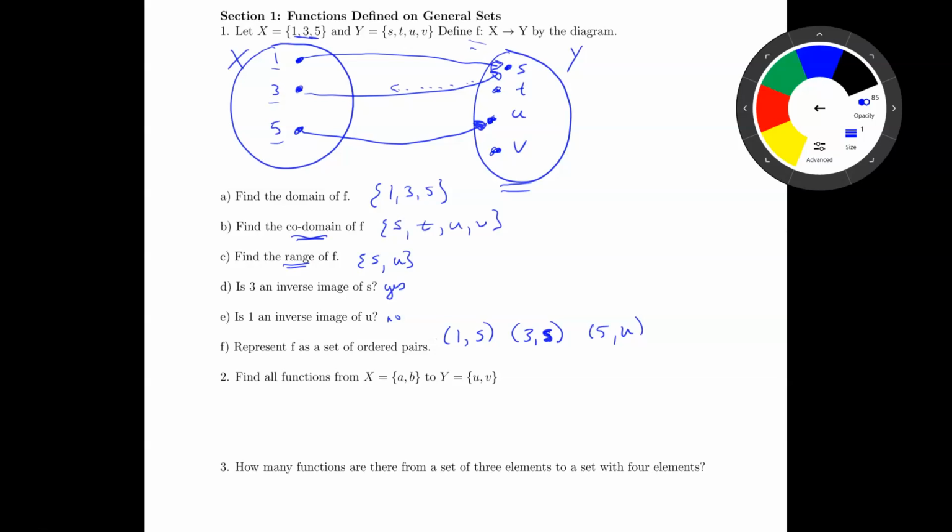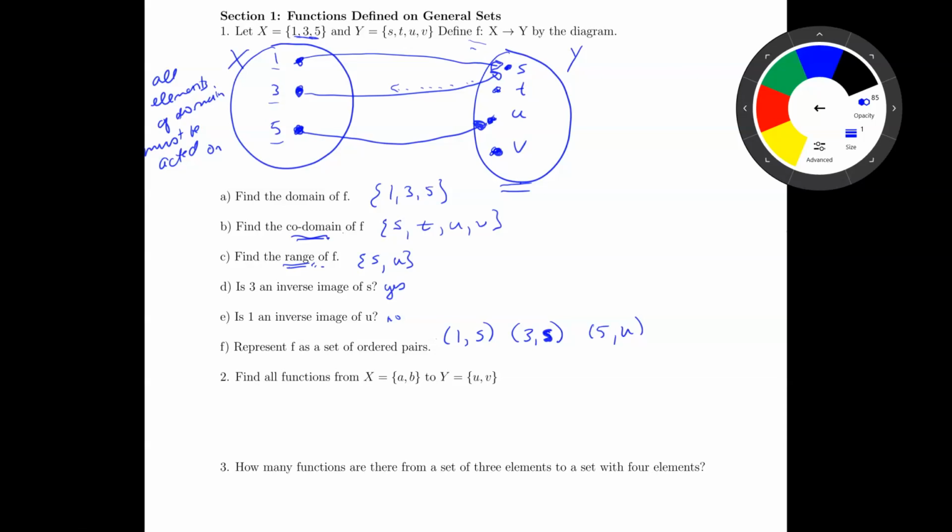So notice all elements of the domain must be acted on. So it means every element in the domain has an arrow coming out of it. That's not necessarily true in the codomain, correct? Because the codomain does not equal the range. We kind of see how that works. Okay.